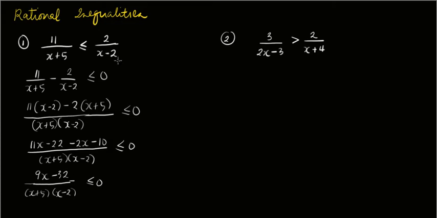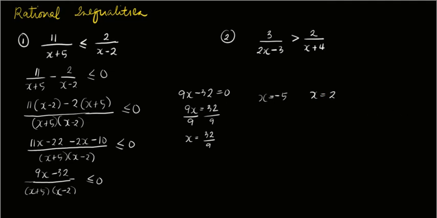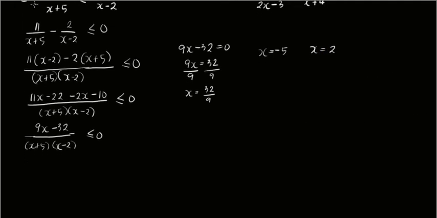So yung sa numerator muna, so we have 9x minus 32. So let's solve that. 9x minus 32 is equal to 0. So 9x is equal to 32. Divide everything by 9. So I have x equals 32 over 9. Now, ano naman yung mga magpapa-zero sa denominator? So, we cannot have x equals negative 5, and x equals positive 2.